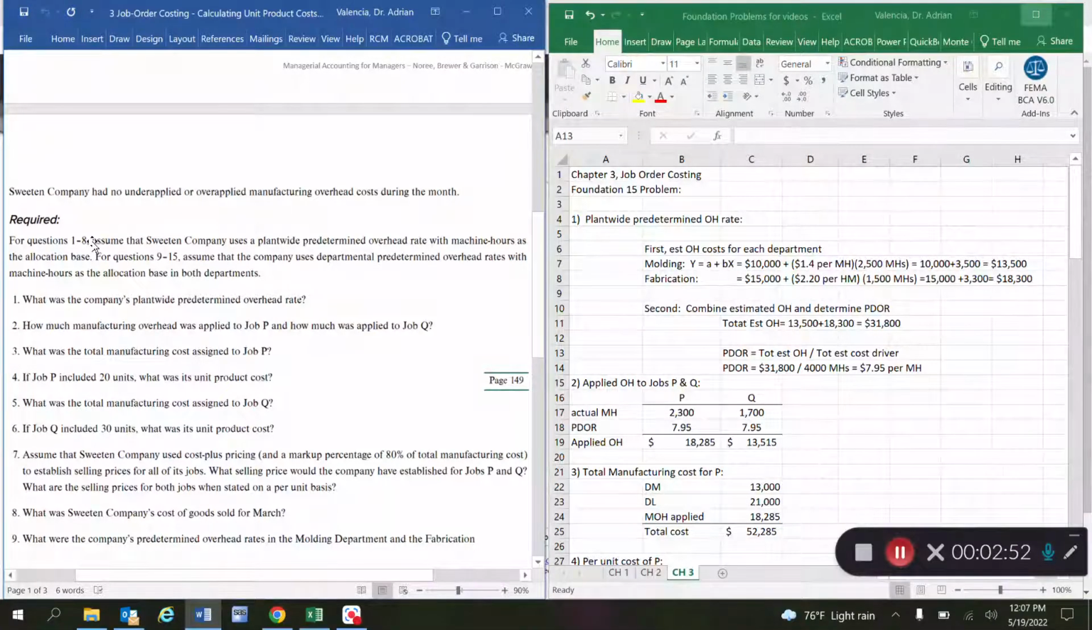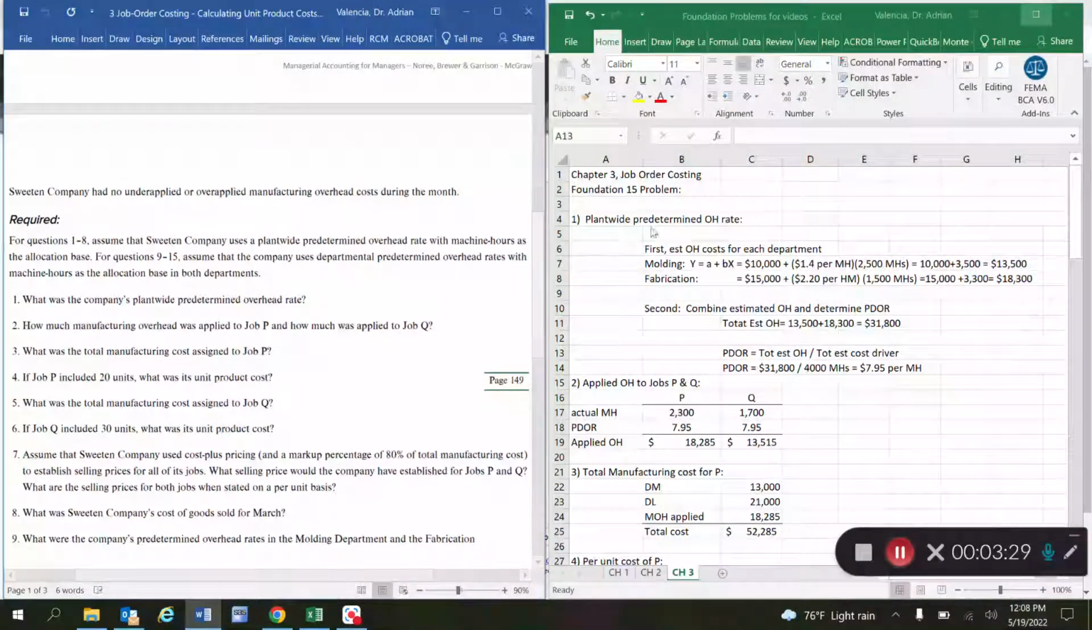For questions 1 through 8, assume that Sweeten Company uses a plant-wide predetermined overhead rate with machine hours as the allocation base. And then for questions 9 and on, we're going to use departmental predetermined overhead rates with machine hours also as the allocation base. So we have two options here. The questions 1 through 8, we're going to have one overhead rate, and then for questions 9 through 15, we're going to have two overhead rates given that we have two departments. Question number 1, what was the company's plant-wide predetermined overhead rate?